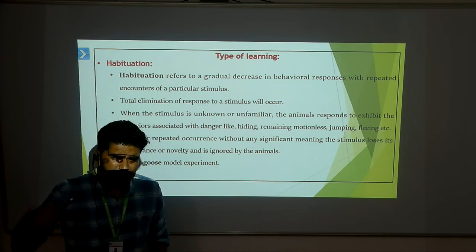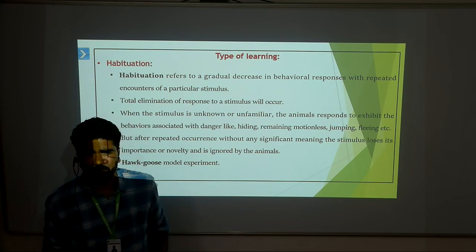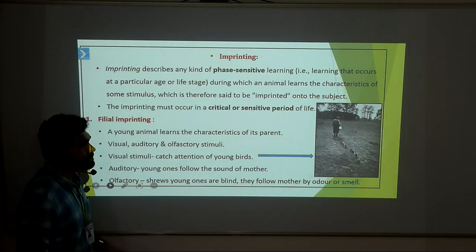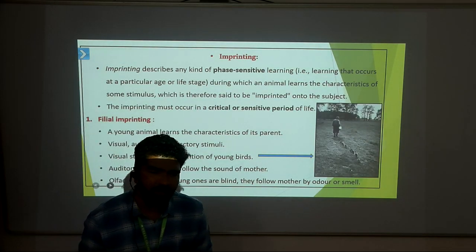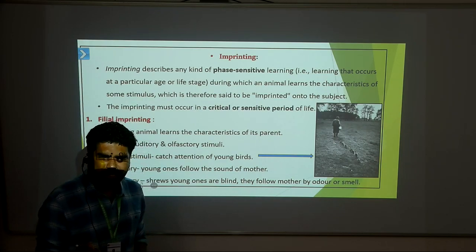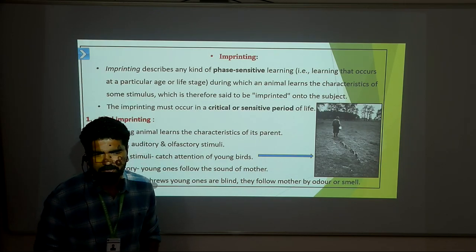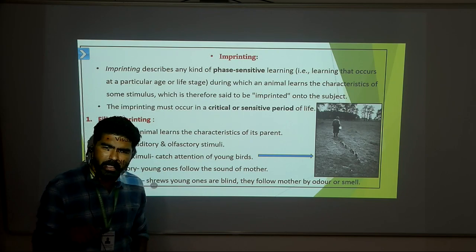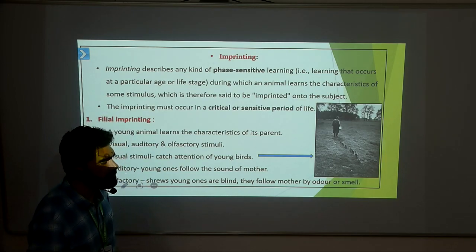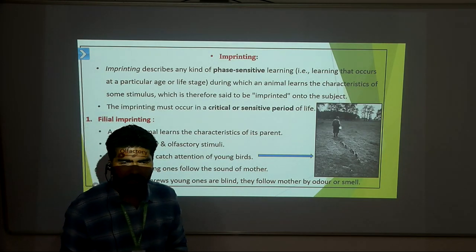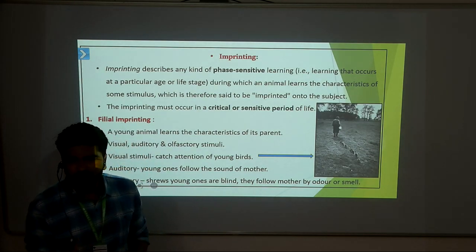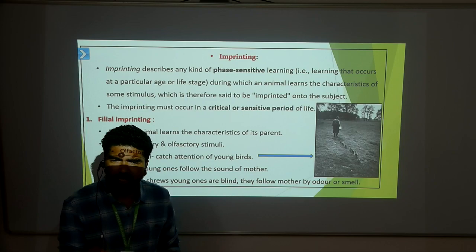when they faced that particular situation repeatedly, they ignored that stimulus. So this is the elimination of that particular situation. Then imprinting: the stimulus which they get early in life will continue for their entire life. So this is known as phase sensitive learning, and this will happen within that particular age only.